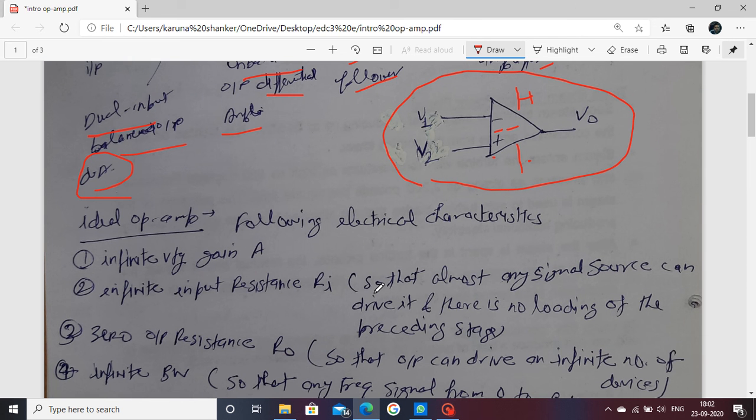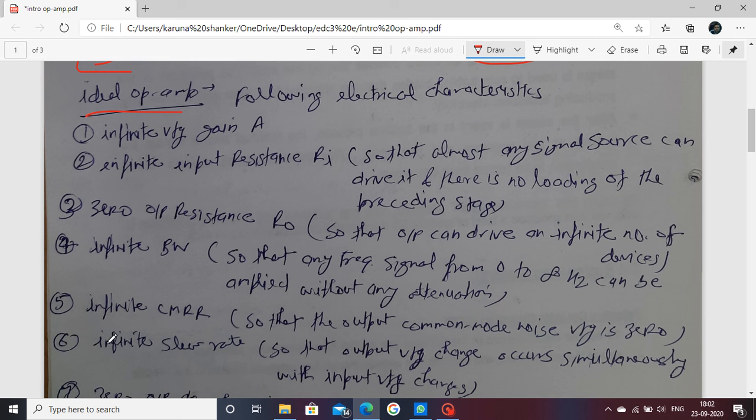Now next we move to the properties of the operational amplifier. First we discuss the ideal op-amp properties. Here we discuss 7 properties. These are the following electrical characteristics of the op-amp, the ideal op-amp properties. In these ideal op-amp properties, the op-amp has infinite voltage gain, and second is infinite input impedance, input resistance.